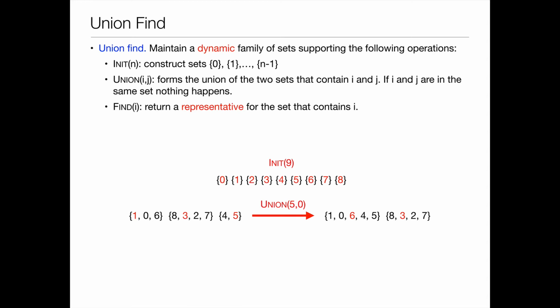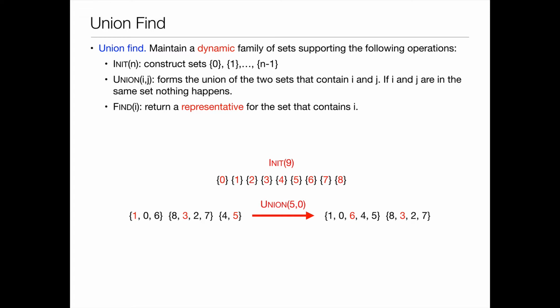The union find problem is to maintain a dynamic family of sets under the following operations. The init operation takes a parameter n and constructs n singleton sets. So for instance, if I do init 9, then I get these 9 sets that we see here.